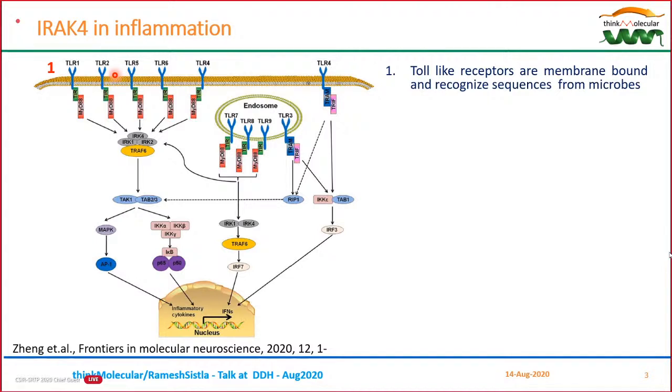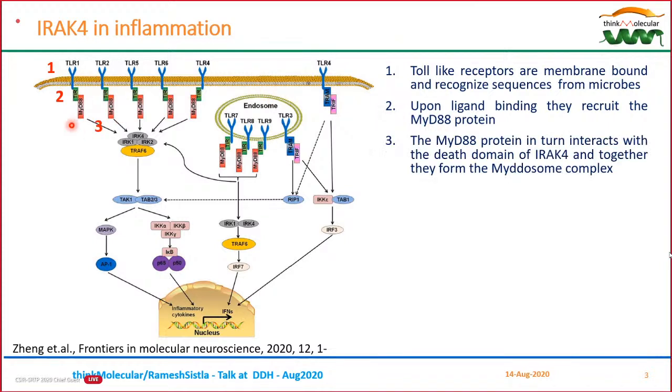I'm on slide number 3, by the way. So, they actually recognize the sequences from microbes. So therefore, whenever there is a microbial infection, okay, the body actually recognizes some part of the microbial RNA sequence through these toll-like receptors. What they do then is, upon the binding of that sequence there, they recruit what is known as a MyD88 protein here. Okay, it is written as MYD88. Okay. And what the MyD88 protein does is it recruits IRAK4.